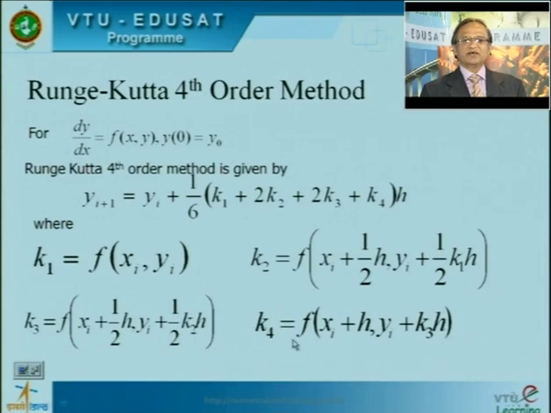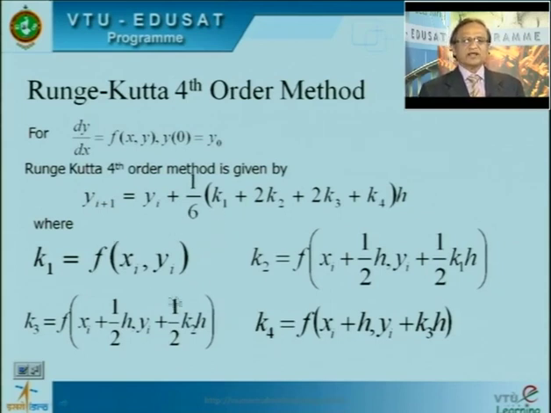Similarly, I can obtain K4 is equal to f of x naught plus h, yi plus, I want to use the value of K3 into h. When I substitute in the given function, so these two coordinates, I can obtain K4. Then I will substitute these values in the above formula. I can obtain y1 corresponding to x1. So, like that we can obtain various values, then we can draw the graph, then we can analyze.